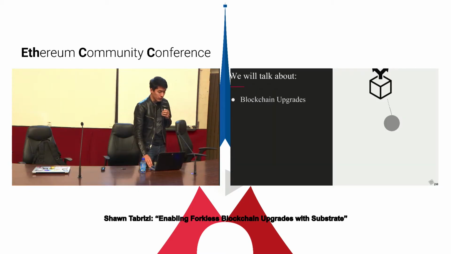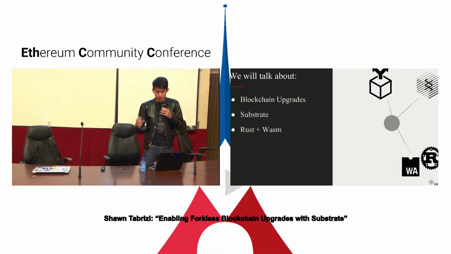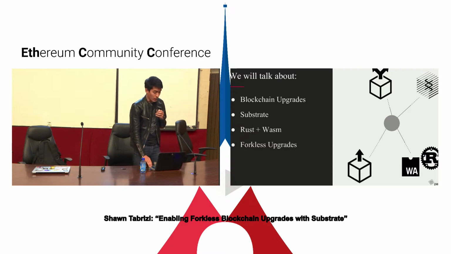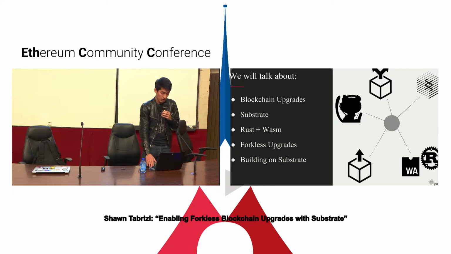So to give you an overview, the first thing we're going to talk about is blockchain upgrades today. We'll talk about Substrate, Rust and Wasm as building blocks for Substrate, forkless upgrades, and of course how you can build on Substrate at the end of this talk.